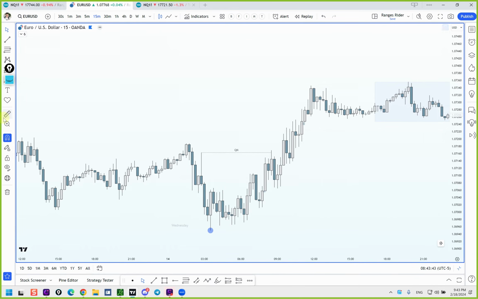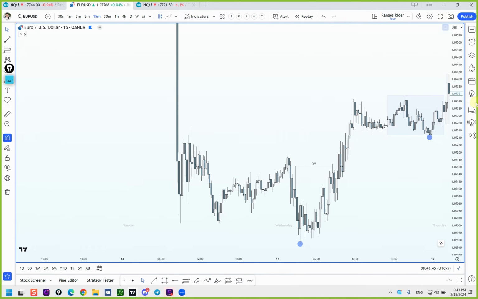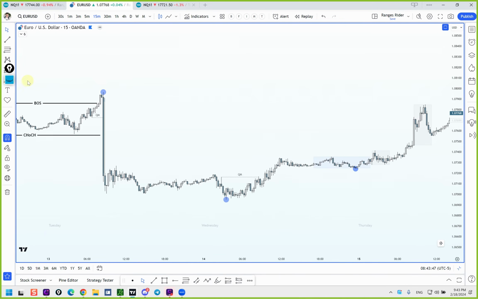And once we have the valid QM, what do we have? We have the range from here to here.